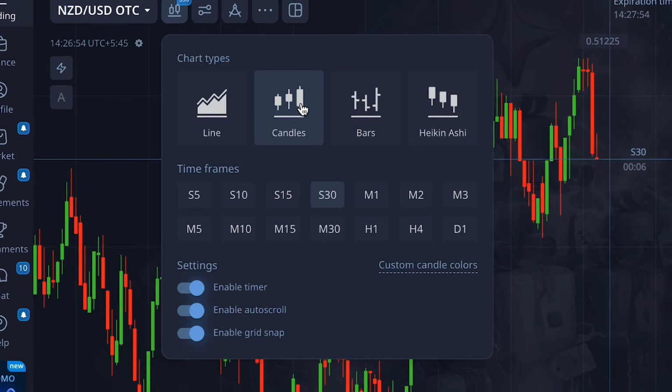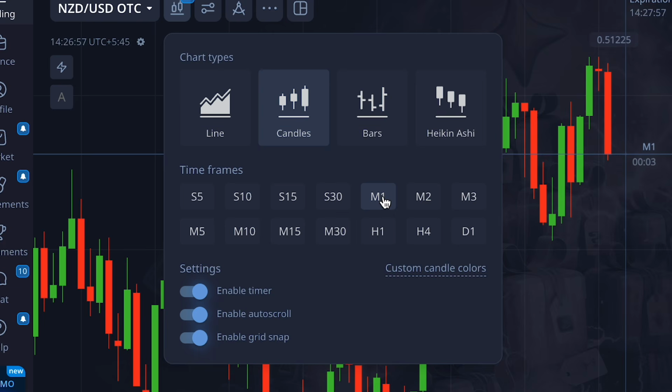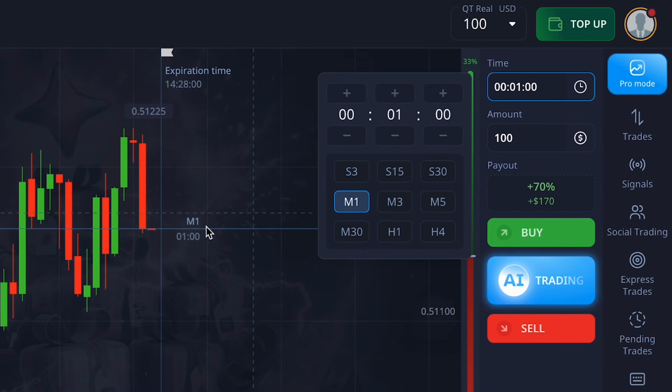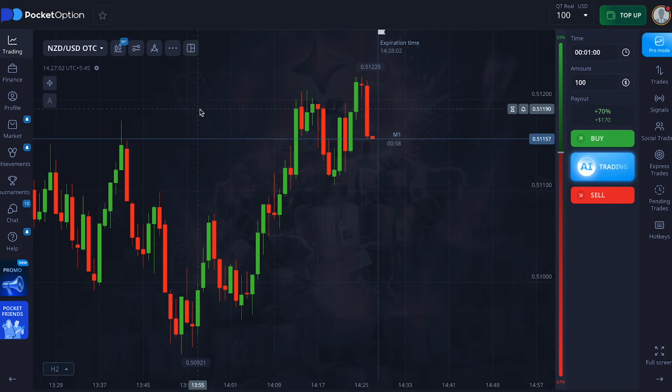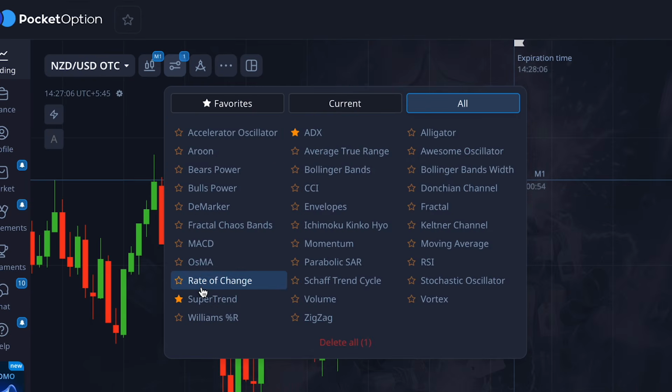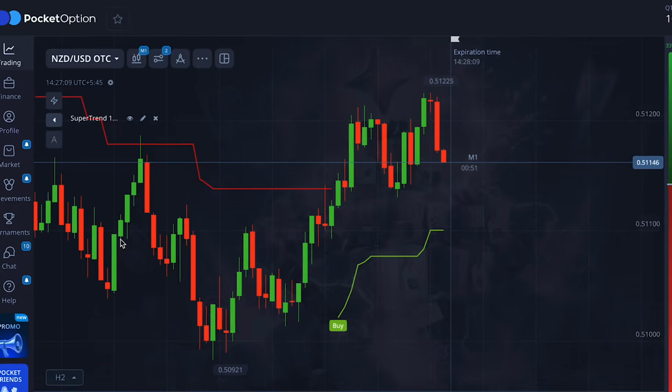Here we are setting up our charts to candles and 1 minute time frames. And let's make the expiration time 1 minute as well. And yeah, that's all. Now let's go to the indicator tab and select ADX, and the other one is Super Trend. And yeah, that's all.